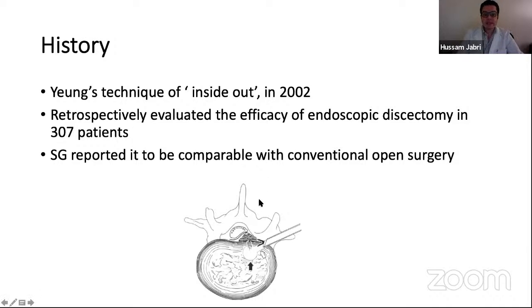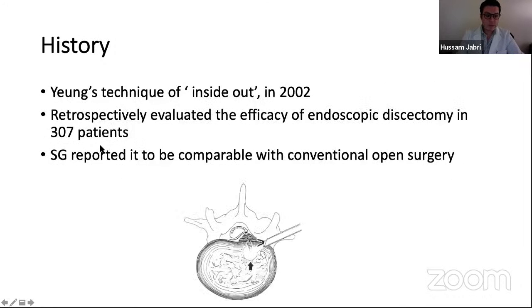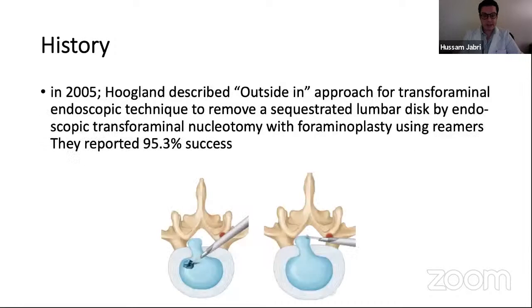Yeung's technique was initially, because of a small working area, to create a cavity inside the disc, then pull the extruded or herniated fragment through this cavity and take it away. He did his study retrospectively in 2002 and included 300 patients. The study group reported that the result is comparable with conventional open surgery.